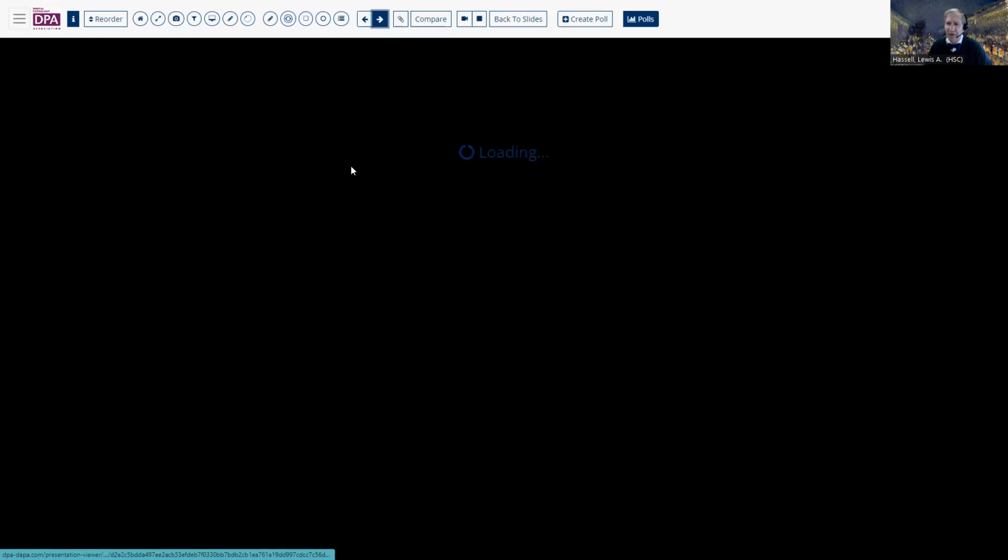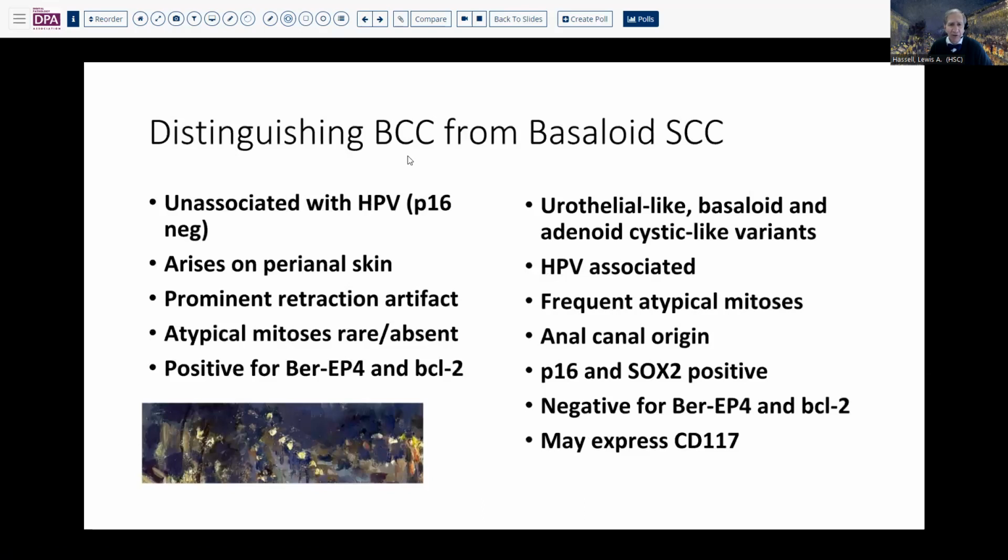In terms of differentiating this from basal cell carcinoma, which is, I think, an important consideration, we've mentioned some of the things that help you. So first of all, basal cell carcinoma is not an HPV-derived or related disease. And so your P16 stain should be negative. Also, site of origin usually will be perianal skin rather than the mucosal surface of the anal canal. So if you see surrounding adnexal structures and a basaloid pattern, probably basal cell carcinoma, especially if you've got any of the other features like retraction artifacts and so forth.